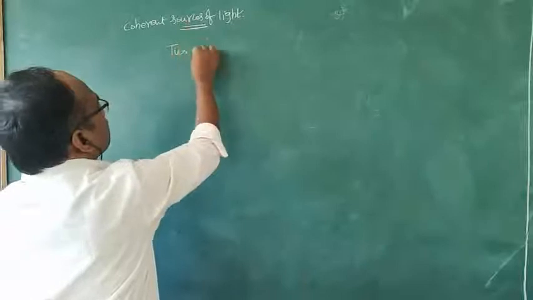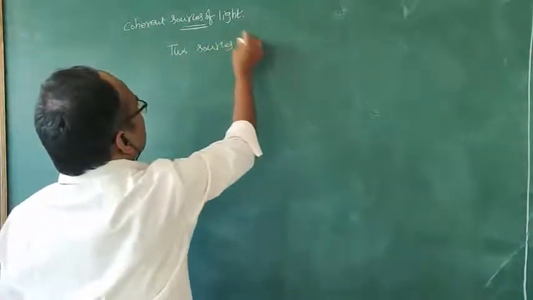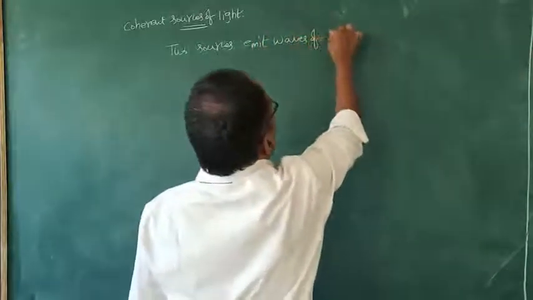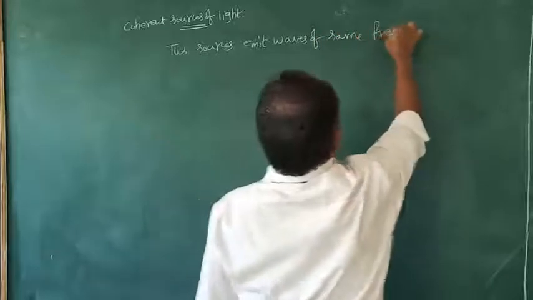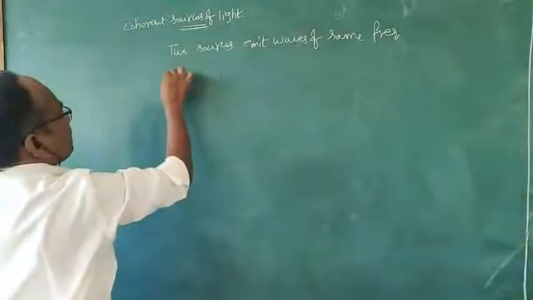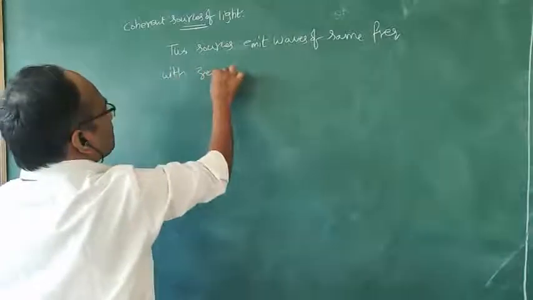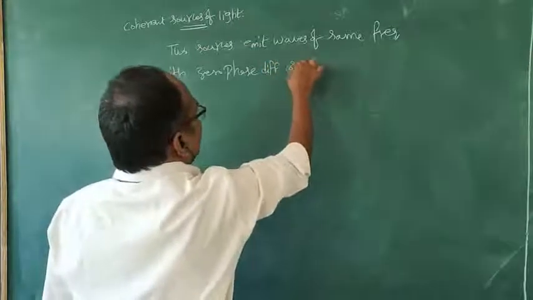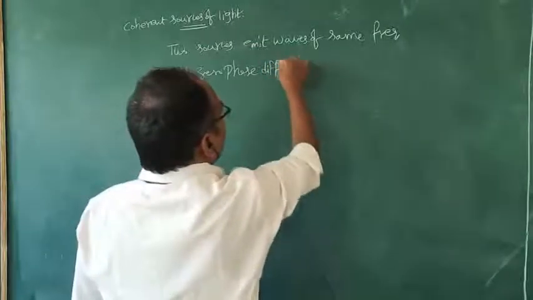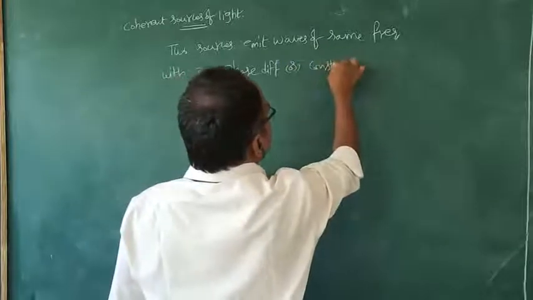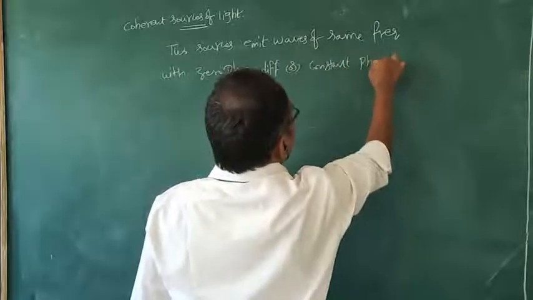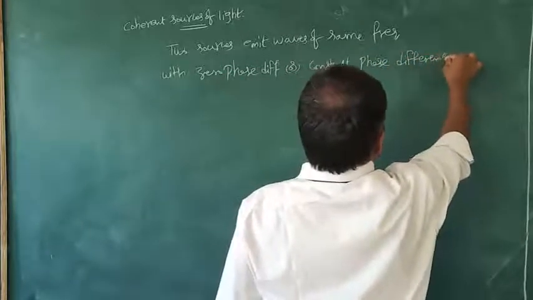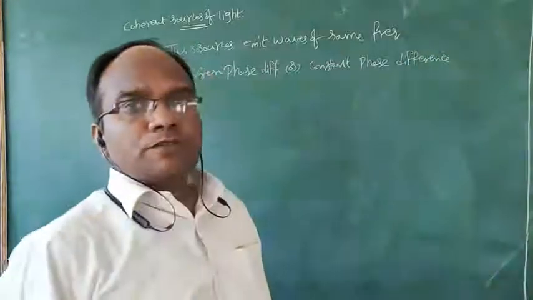So two sources emit waves of same frequency with zero phase difference or constant phase difference, then it is called a coherent source of light.